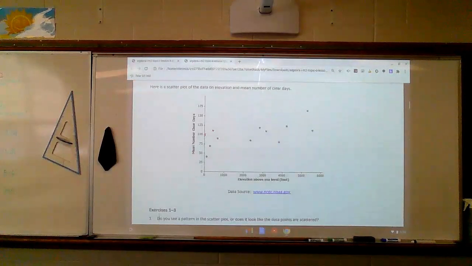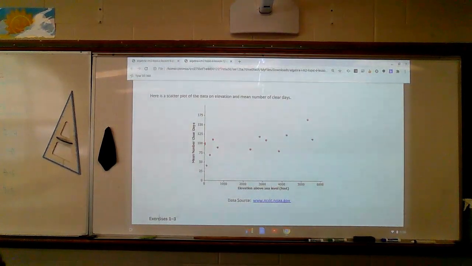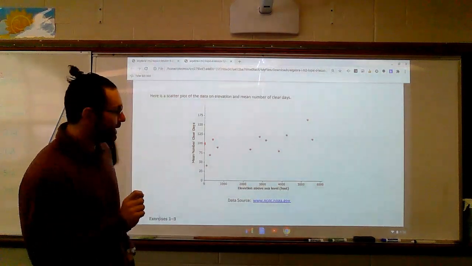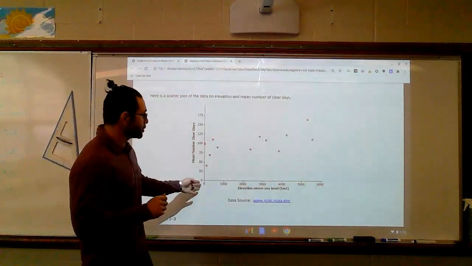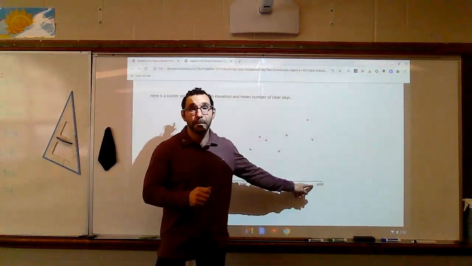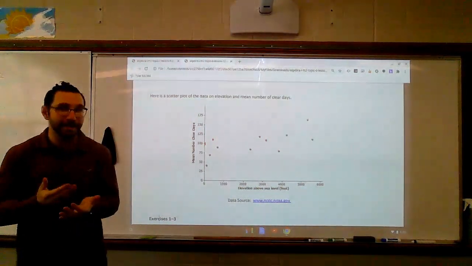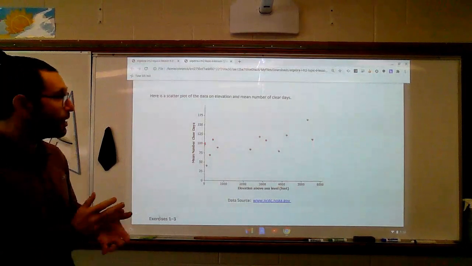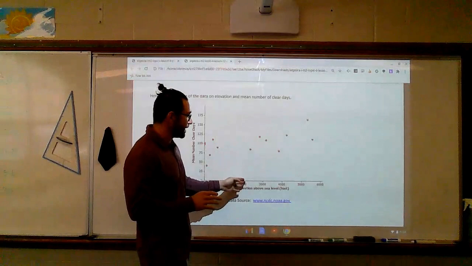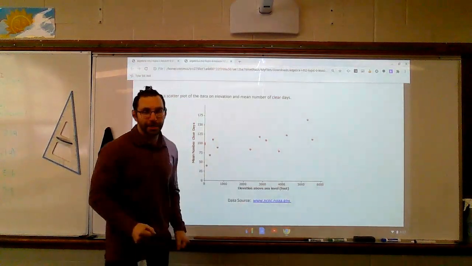So when I take a look at this, the goal today is to say, what appears to be happening? As the elevation grows, as my X values get bigger, what's happening to my Y values? Is there a consistent pattern? That's what we're looking for in scatter plots. So right now, as my X values get bigger, it appears that my Y values are getting bigger.